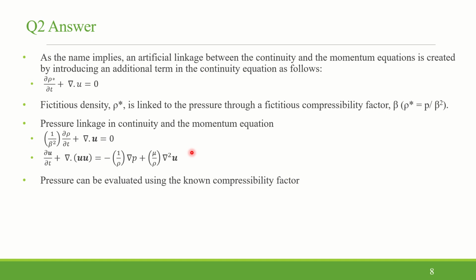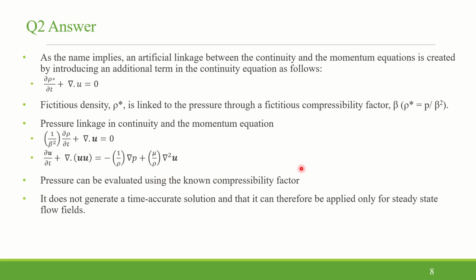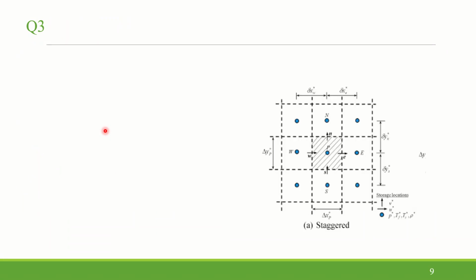So here we need not solve for the pressure. It can be evaluated using the known compressibility factor, and it does not generate a time accurate solution. Therefore, it is limited to steady state flow fields. So when it cannot generate a time accurate solution, it is better to apply it to steady state flow fields. So this is about the artificial compressibility approach.